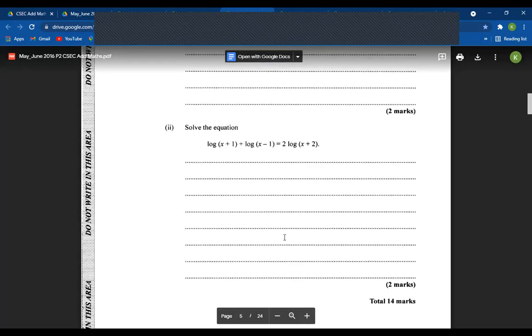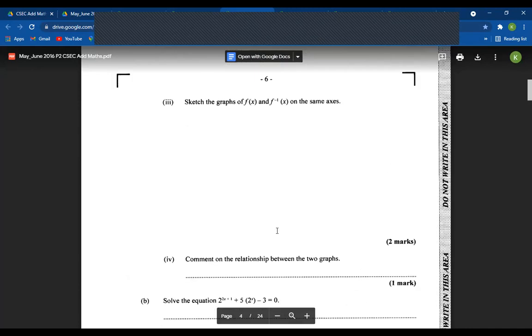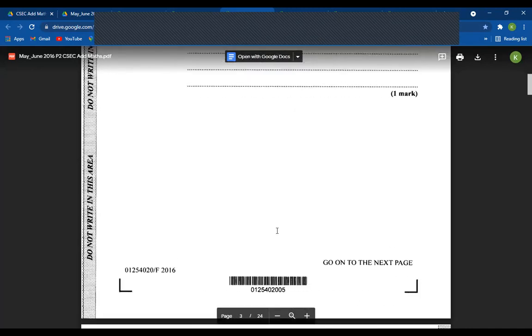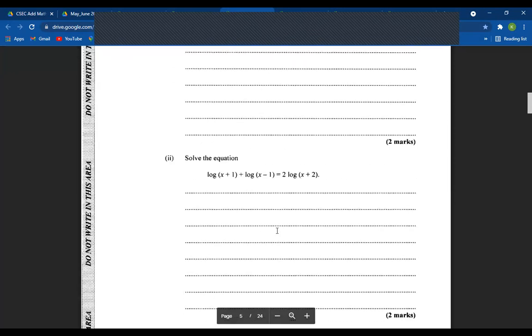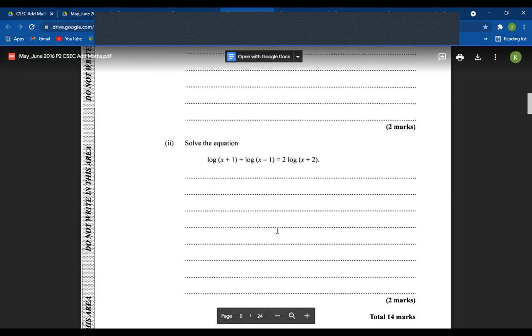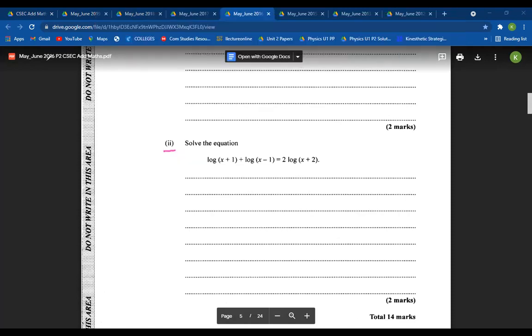So this is the 2016 question, number 1C, part 2. And this one is only 2 marks. The other one was 4 marks. So just do this one for me. I'll give you 5 minutes, and then I'll go through it.